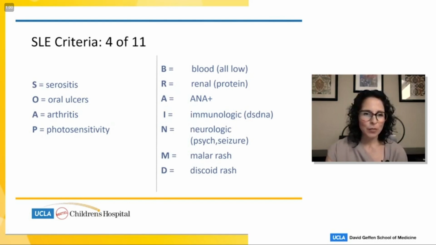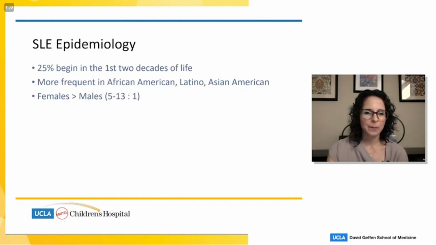You all remember this from medical school, SOAP brain MD. This is really a good way to think about systemic lupus. There are different types of lupus, but we're just talking about systemic lupus erythematosus. We see a lot of pediatric lupus, and it really is occurring within the African American, Latino, and Asian populations more predominantly than the Caucasian population. Females definitely overrepresent this cohort of patients.